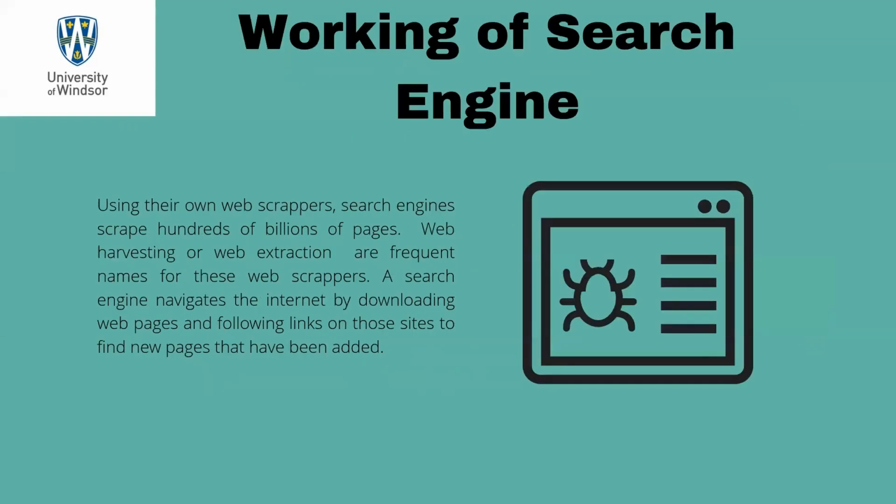Moving on, working of search engine, how a search engine works. Using their own web scrapers, search engines scrape hundreds of billions of pages from the internet. Web harvesting or web extraction are frequent names for these web scrapers. A search engine navigates the internet by downloading web pages and following links to those particular sites to find new pages that have been added.